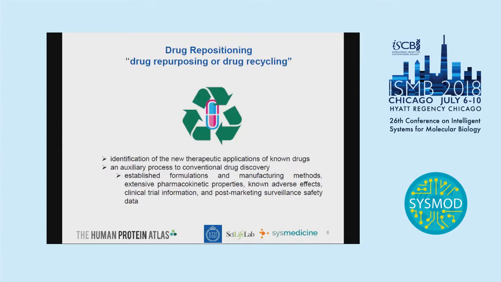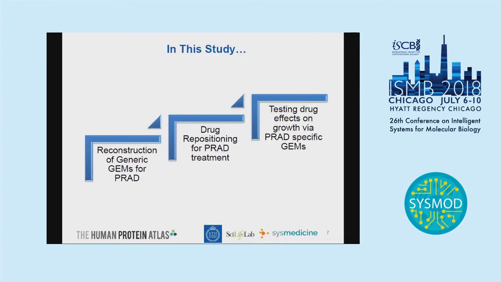But drug discovery is a long way to go. So nowadays, we are also focusing on finding some drug targets using drug repositioning techniques. It's also called drug repurposing or drug recycling. Basically, it's identification of new therapeutic applications of a known drug. Since known drugs have established formulations or manufacturing methods and known adverse effects, this method is cheaper, faster, and less risky compared to conventional drug discovery methods.